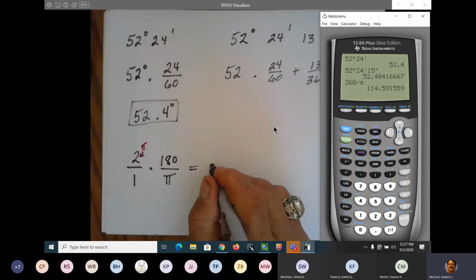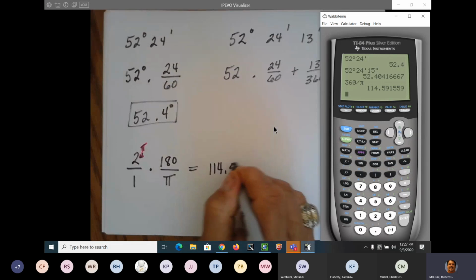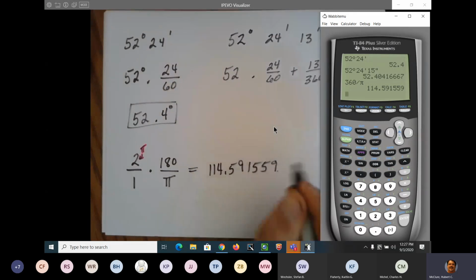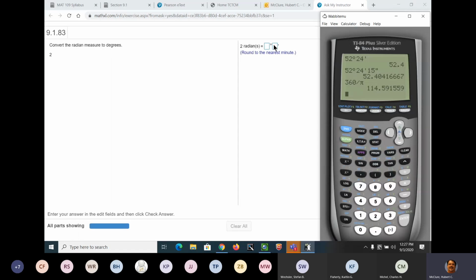We'll see in just a second. 114.591559. I don't know what they wanted it in. Let's look and see. Okay, so we need to change it to the nearest minute. So we're going to multiply. Let's see, we got to divide that by 60, right? No. I thought you would multiply it. Multiply it by 60 and then find the remainder, yes.